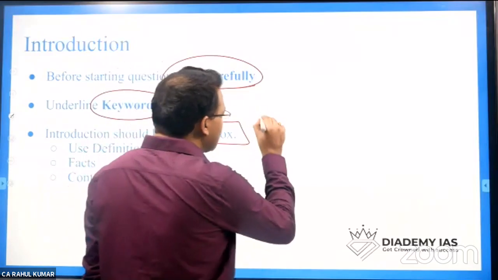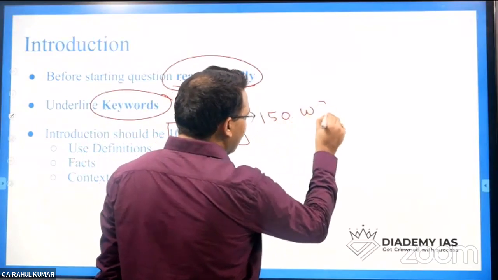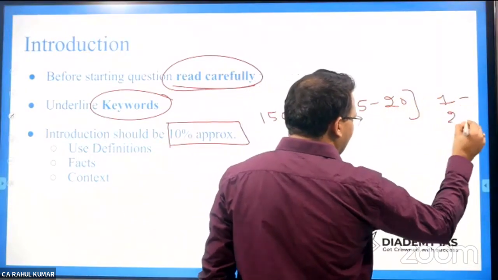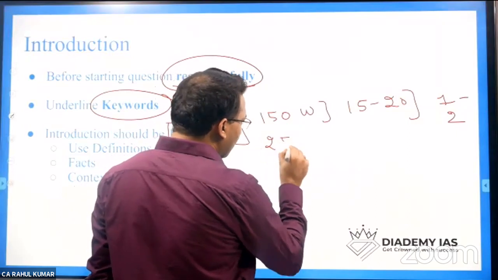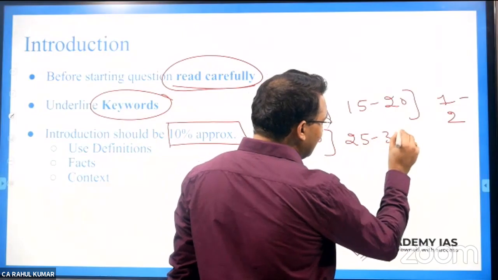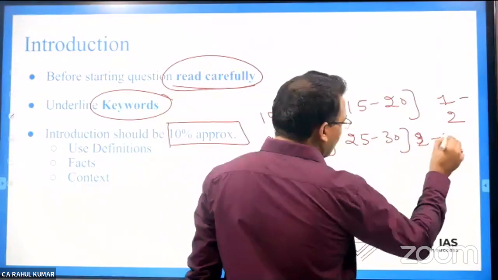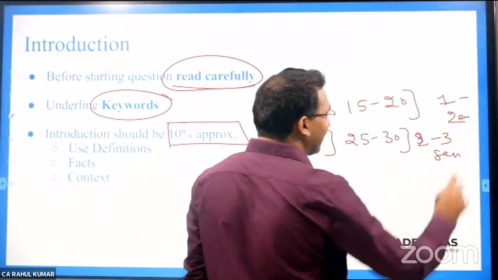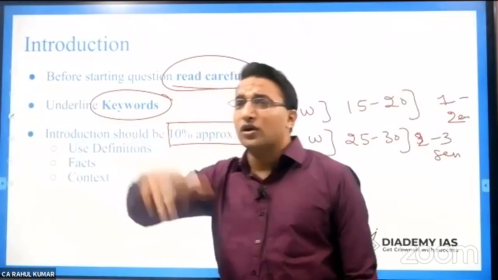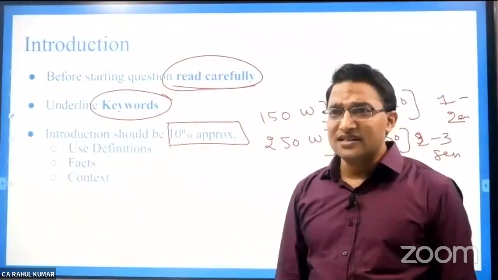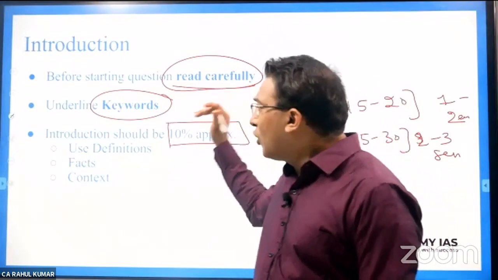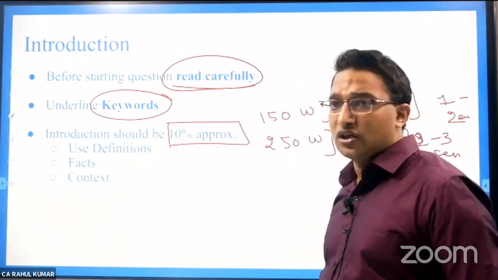Okay, so if it is a 150 word question, then you can use around 15 words or a maximum of 20 words. That means 1 sentence to 2 sentences for the introduction. If it is a 250 word question, that is a 15 marker, then you can use 25 to 30 words. That means maybe 2 to 3 sentences. Are you getting? Not more than that. Don't write the complete background. Don't write unnecessary things. Directly jump into the question. Don't try impressing the examiner with unnecessary irrelevant stuff. Are you getting, my friends? So only 10% space has to be used for the introduction, not more than that.